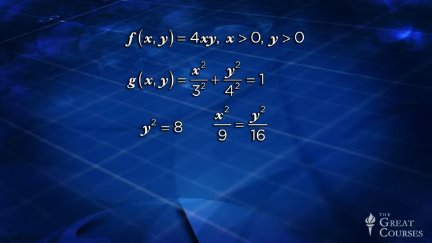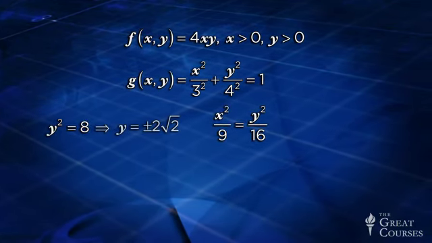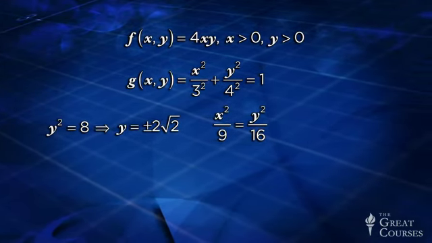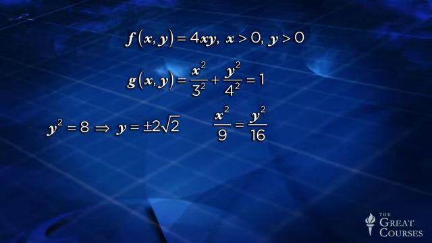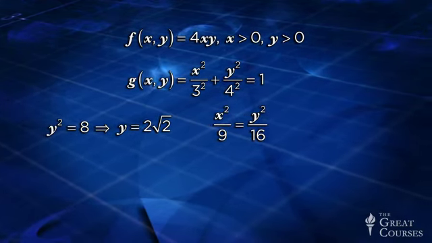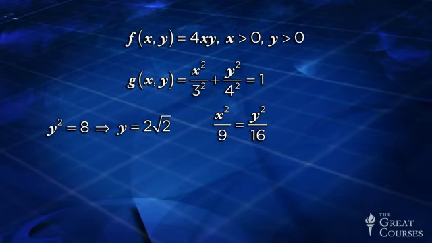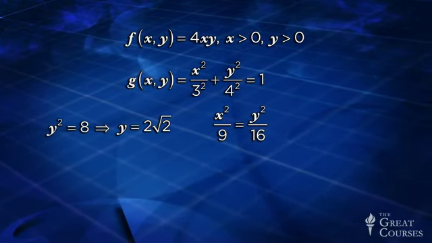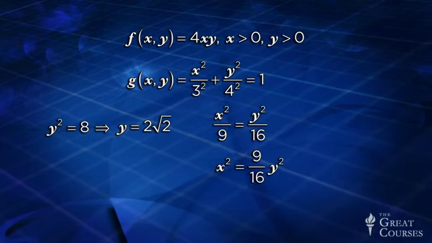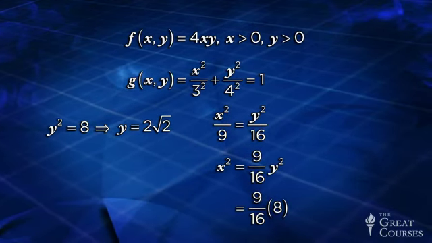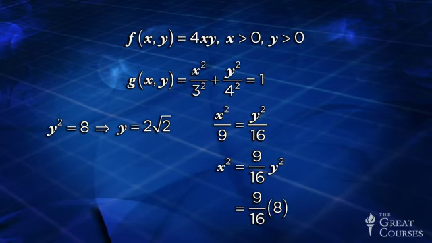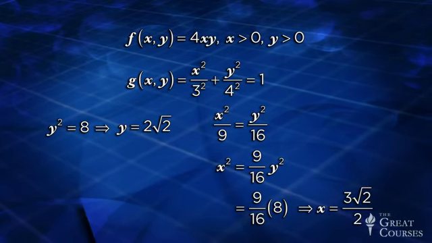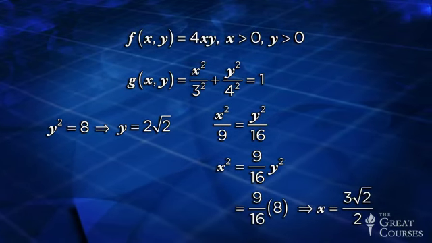I know what y is. Y is plus or minus the square root of 8, which is 2 square roots of 2. But wait, we're talking about a point in the first quadrant. So let's take the positive value. Y is 2 square roots of 2. So we know what y is. What's x? Well, we have an equation involving x. X squared is 9 over 16 y squared, which is 9 over 16 times 8, and that's equal to 9 halves when you simplify. And so x turns out to be 3 square roots of 2 over 2.